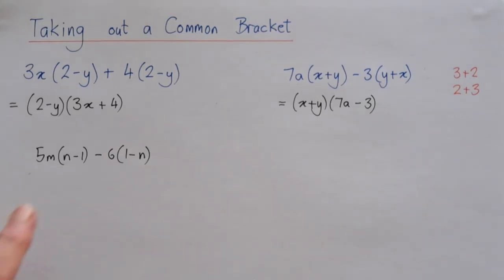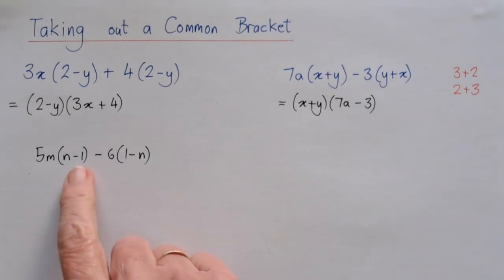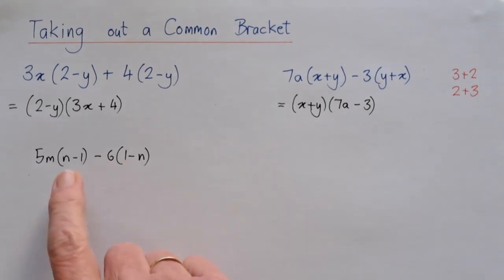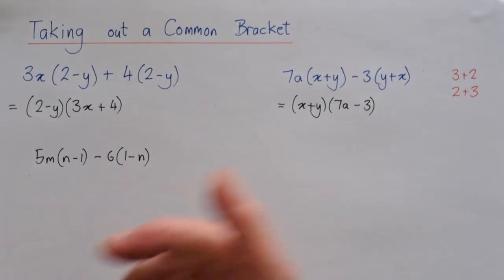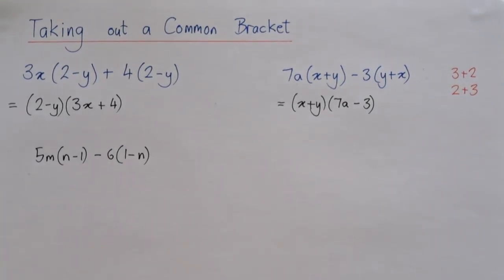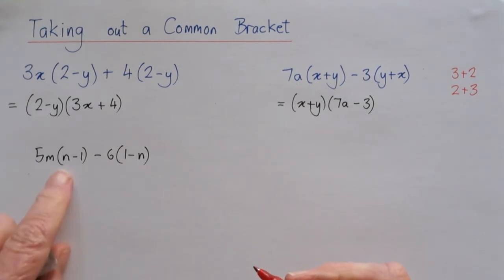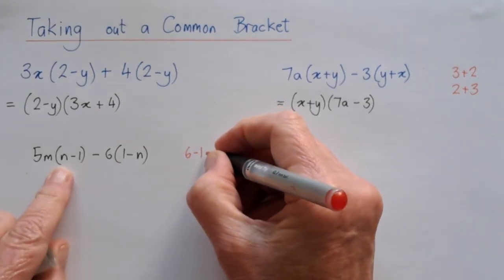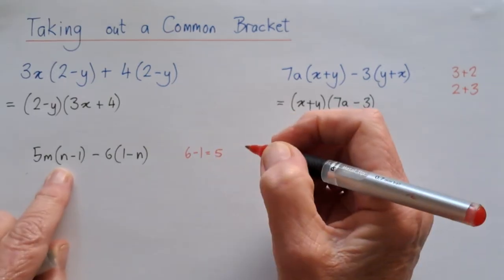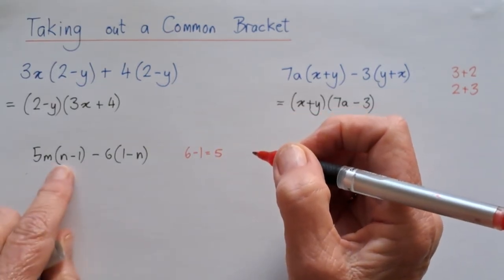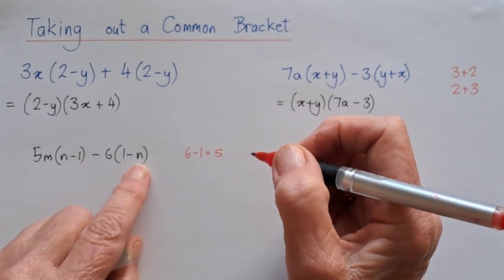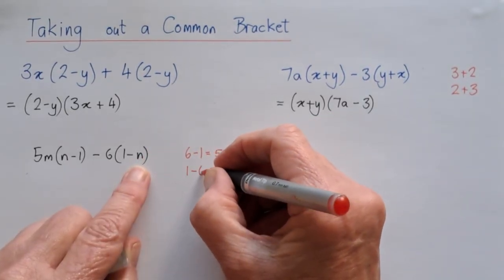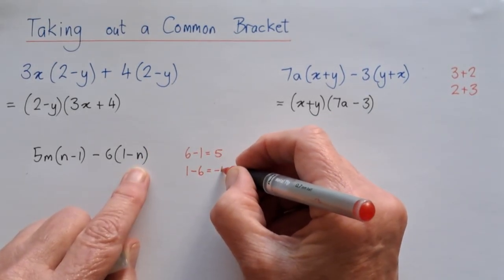So let's do a test with numbers as well. One of the values is already a constant, a number. So let's just give a value to n, and let's say I'm going to make n equal to 6. Then that bracket would become 6 minus 1, which is 5. And remember, if n is 6 here, n has to be 6 there as well. So this bracket would then become 1 minus 6, which is negative 5.